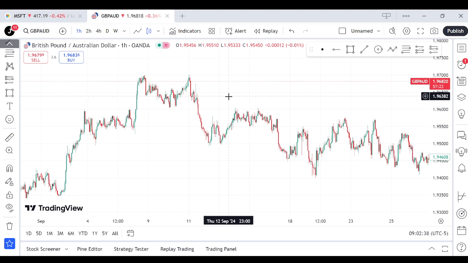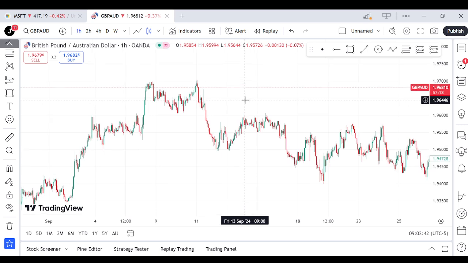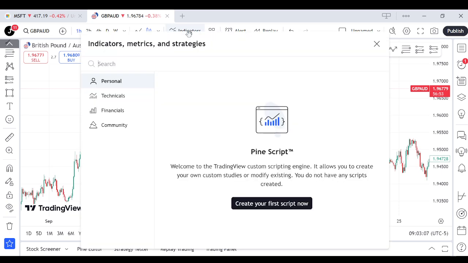So the double moving average crossover strategy operates on a straightforward principle. When a faster moving average crosses above or below a slower moving average, it signals a potential change in market direction. So the first step is to choose your trading platform. Here I'm on the TradingView platform, and you could use the MetaTrader platform. So you need two moving averages. You need to apply two moving averages to your chart, which I'm going to do right now.